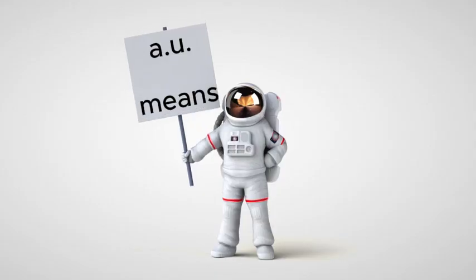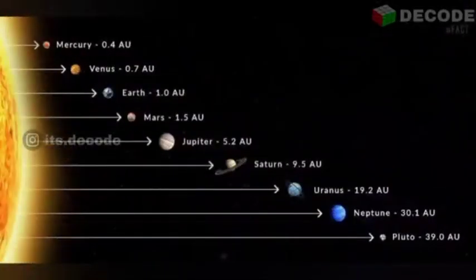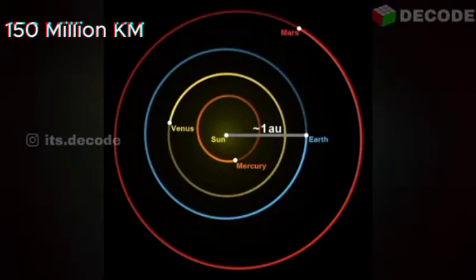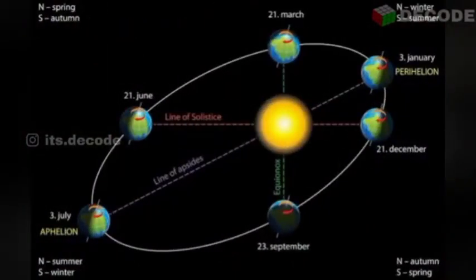Just to make sure we're on the same page, AU is an abbreviation which stands for astronomical unit. It is the ruler that scientists use to measure distance in the solar system. It's the average distance between the center of the Earth and the center of the Sun, which is 150 million kilometers, or about 93.2 million miles. They use the average distance because the actual distance varies depending on the time of year, because the Earth's orbit around the Sun is not a perfect circle.